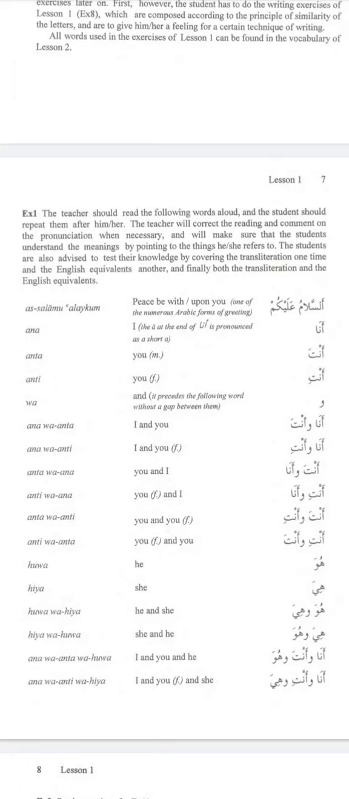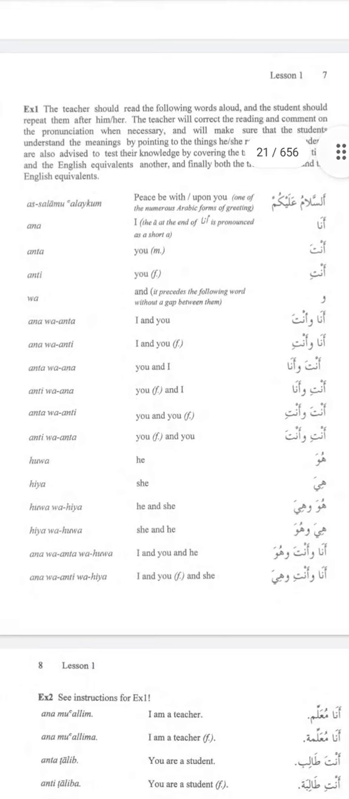Anta, if you are referring to a male, if you want to say you as a male, that's Anta. Anti, if you are referring to a female. Wa means and, like a conjunction. It precedes the following word without a gap between them. Ana wa anta, I and you.